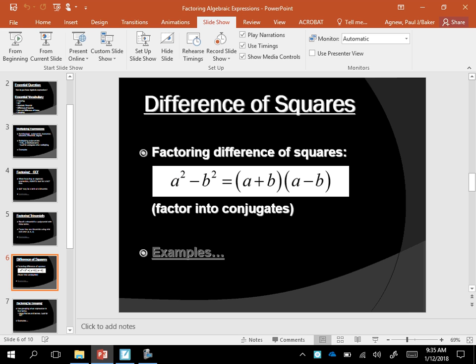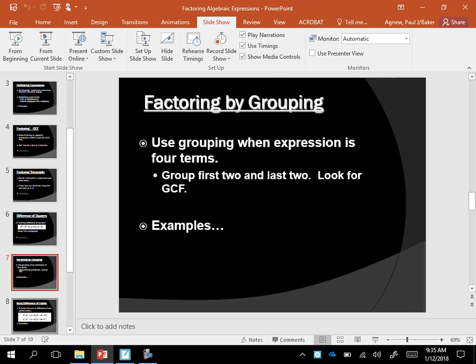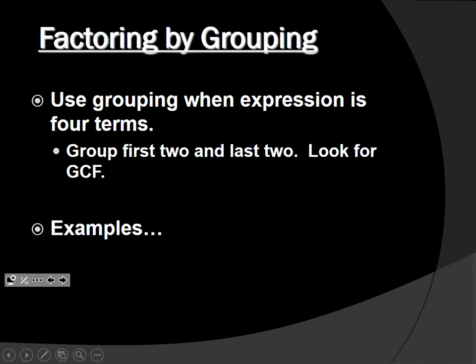We've seen how to factor when it's a trinomial, when there's 3 terms. We've seen how to factor when it's the difference of perfect squares, which would be 2 terms. We have a method of factoring that we can use when we have 4 terms. And you've learned that before, and that's called grouping. Not a real fancy name.